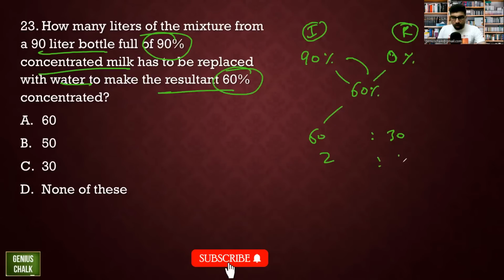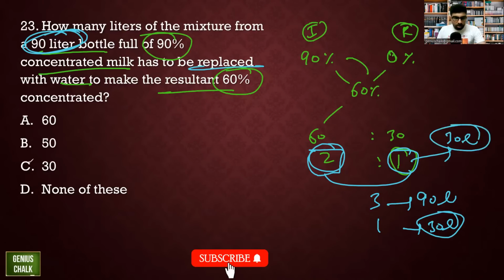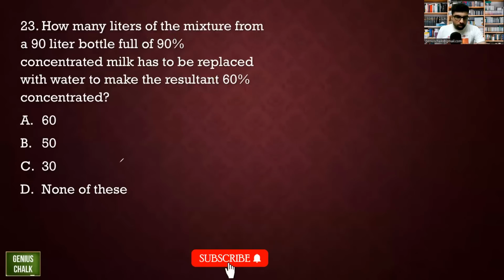So it is 2:1. That means one quantity I am replacing. These 2 quantities were the actual one, then I replace this one. The total is 3, and total 3 is given as the 90 liter bottle. So 1 is how much? 30 liters, and this is what I have replaced. 1 is 30 liters, this is my answer. You can solve this question using that method also.